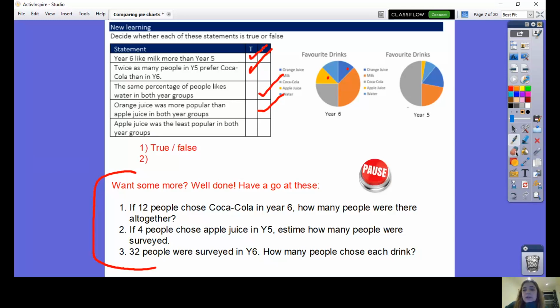In each year group, apple juice is the yellowy colour. Is that the least popular in each year group? It's certainly the least popular in year 5, but in year 6 you can see that's shared between apple juice, water and orange juice. So that one is false.